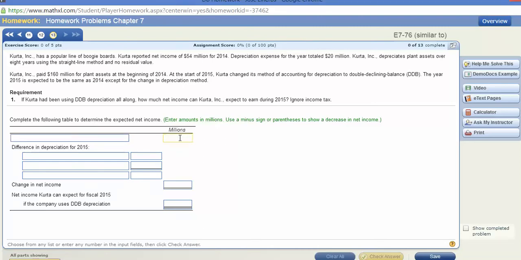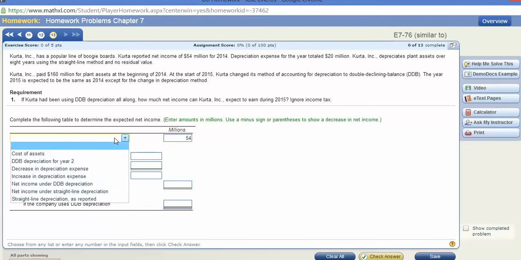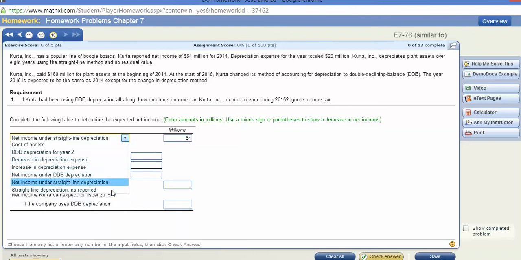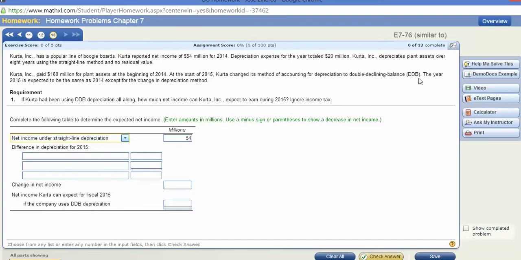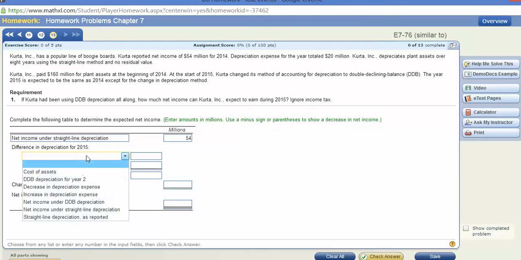Let's put 54. And this is net income under straight line. Okay, so if everything's going to stay the same, then we're going to earn another 54 million, and this is how much net income would be under straight line. Let's look at the difference in depreciation right quick. The difference in depreciation that you want to take is you first want to see what net income would be under the straight line depreciation as reported.